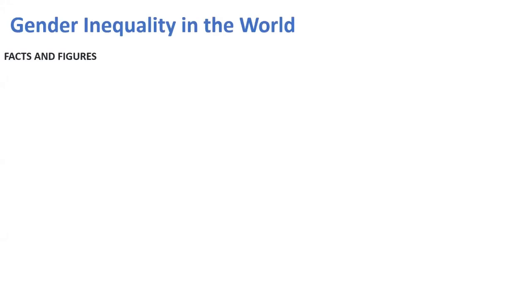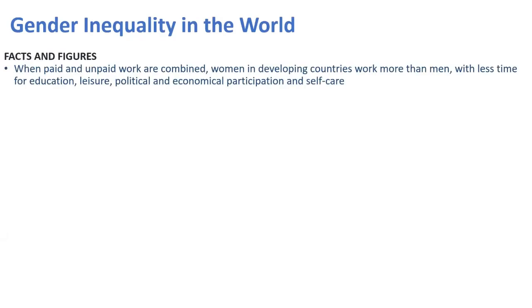Some data on gender inequality around the world. Women in developing countries work more than men with less access to education, leisure, political and economic participation and self-care. This is because in most countries, and especially in Africa, women do not only do paid work, but also unpaid care work, taking care of children, taking care of families, fetching wood, water.